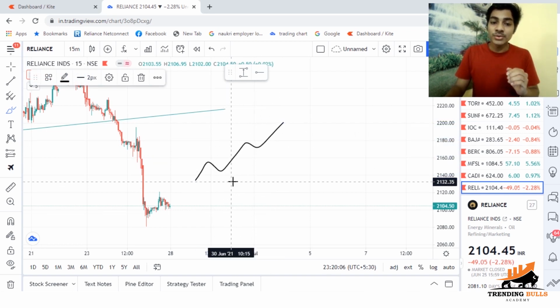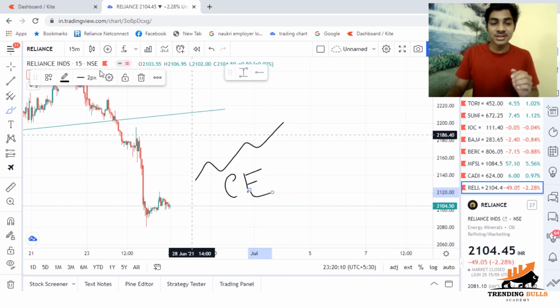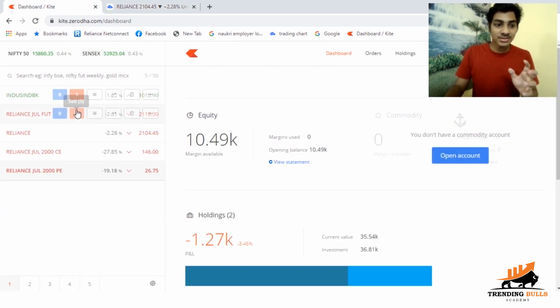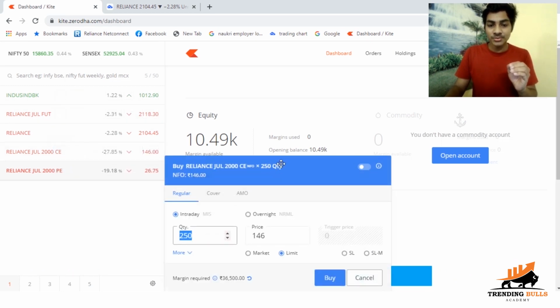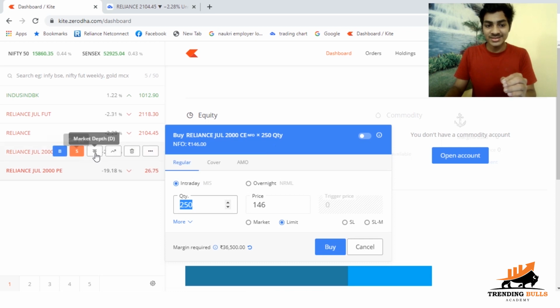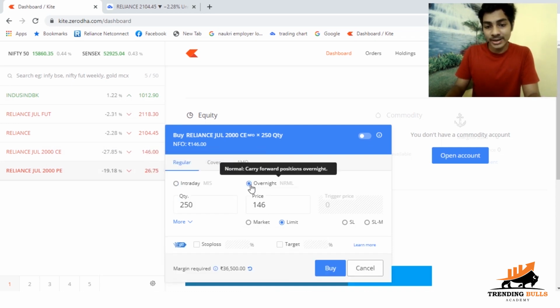So what you have to do is buy the CE of a particular strike price. In Zerodha, you have to go to the Reliance buy option. After selecting the strike price, which we have already selected while adding to the watchlist, you can do intraday and even overnight.